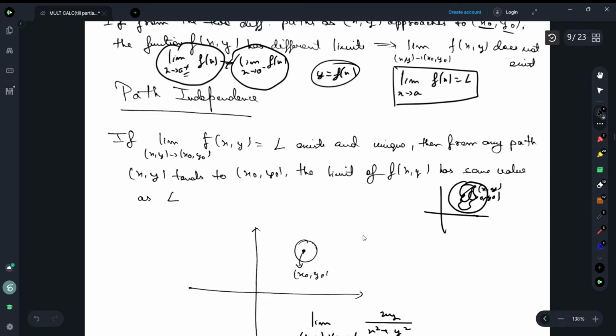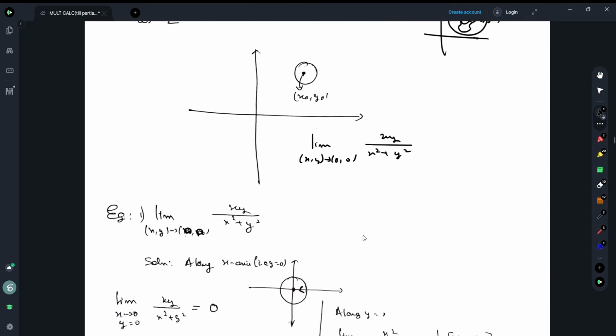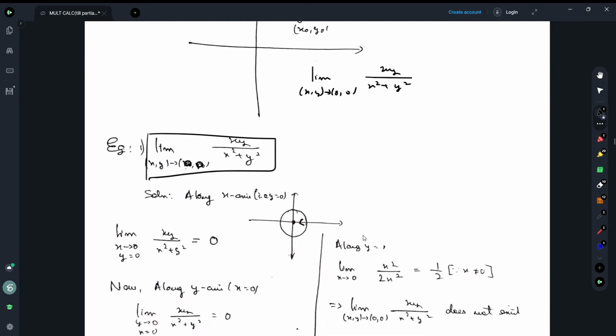So the main concept behind this is that the value of this particular limit must be path independent, right? We can take any path to reach this point (x0, y0), and still the function f(x, y) must approach the same value. So let us check. Suppose we are given this question: as (x, y) approaches the origin, what is the value of the limit of x square plus y square?